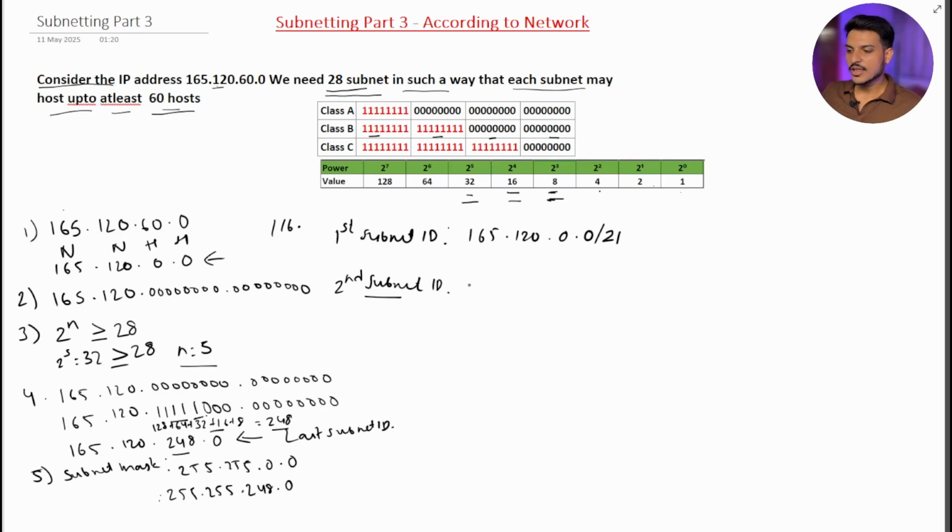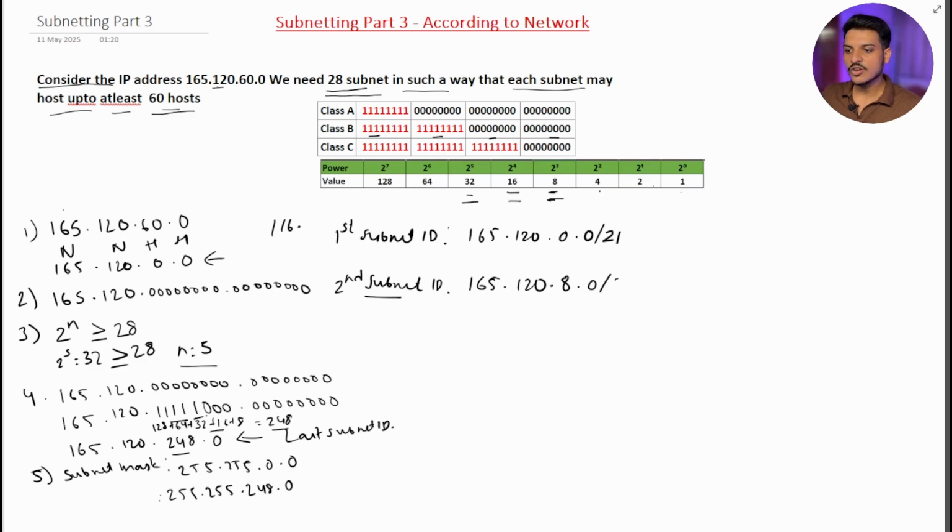We need to write the bits that are given to the network as they are, so 165.120, and in the third octet also we have given some bits to the network. Subnetting was done, and here we only need to provide that value. So what was that value? It is 8. So our subnet will increase by 8.